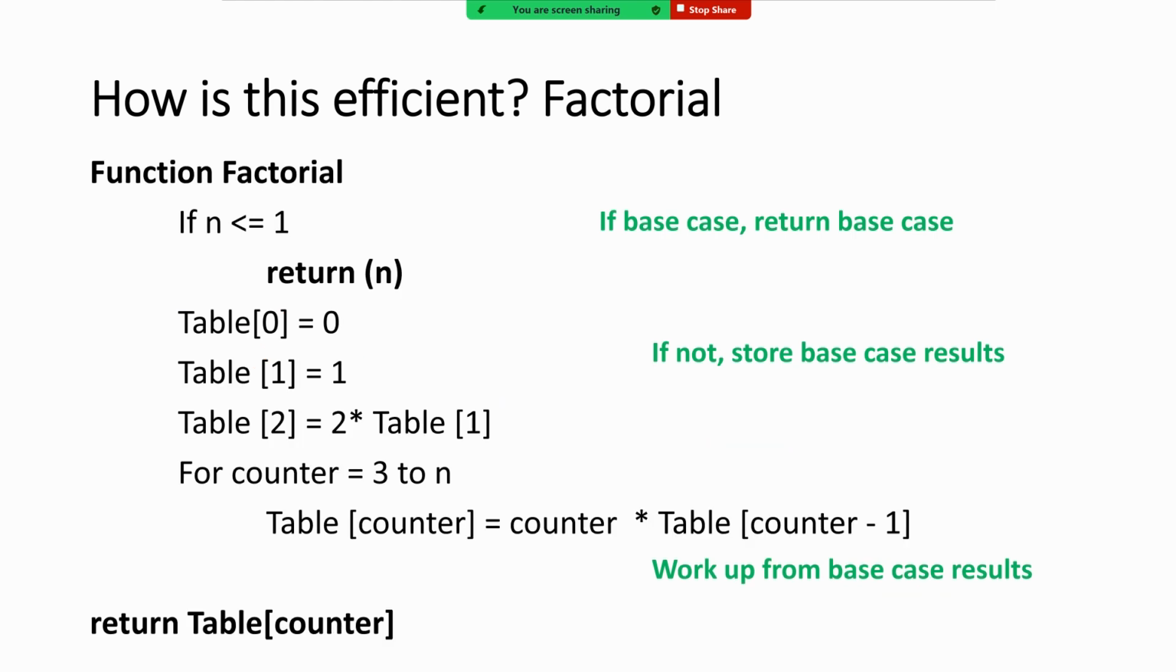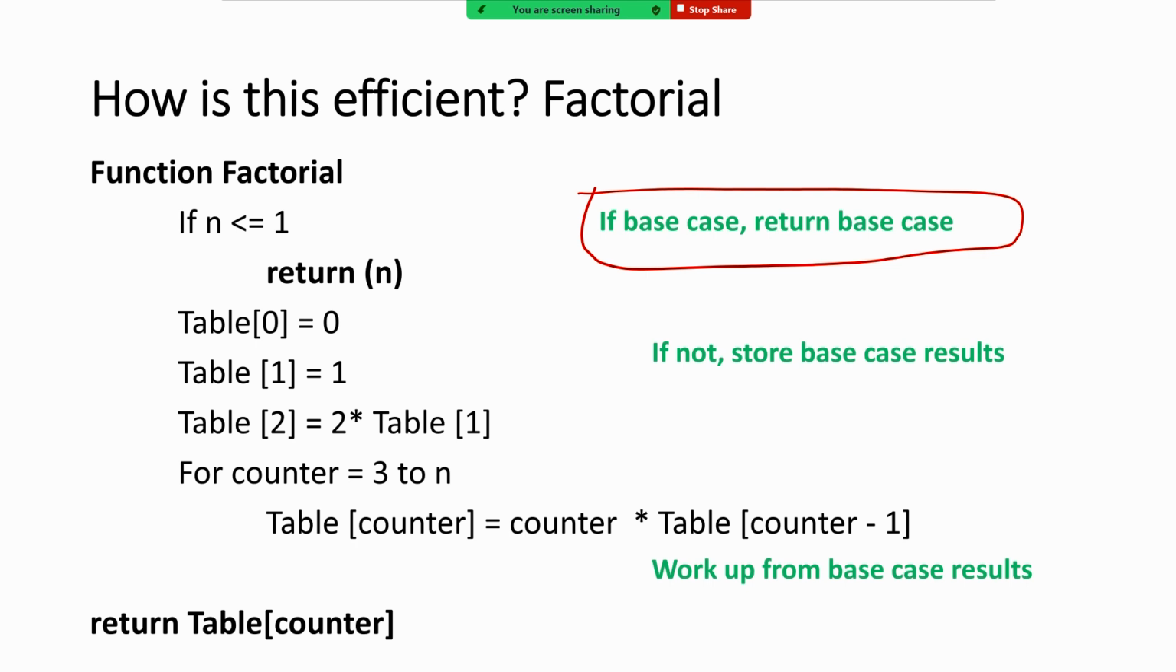So now for factorial, if n is less than or equal to 1, return n, and that's your base case. So you do that right up front. You don't have to get into anything else. If you have the answer already, just return the answer. You don't have to move forward with additional lines of code.